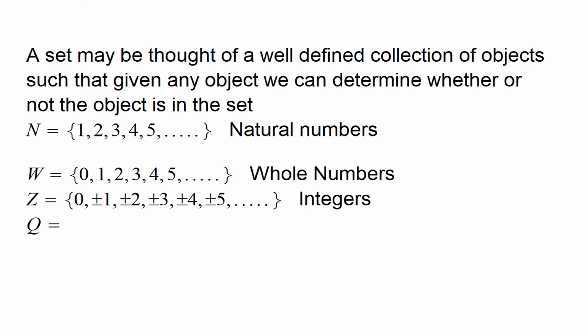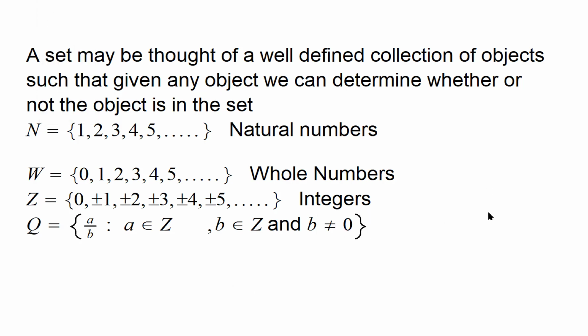Say we write a new set, a divided by b, such that a and b are integers. So a belongs to Z, and b belongs to Z, and b is not equal to 0. So this is how we are defining rational numbers.